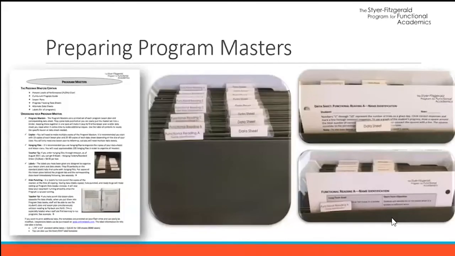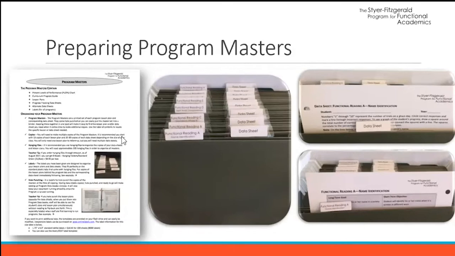When you're going to prepare the program masters, there is a sheet in your materials about setting up program masters and using hanging file folders. This middle picture shows the lesson plans on the left tabs, and the right tabs are the data sheets that go with the lesson plan. It makes it easy for staff to access them so that you don't have to stop instruction and go look for them. If a staff member says, I need a data sheet for lesson plan A in functional reading, and it's organized in an area they can access, they don't have to ask you. They can just go and get it.